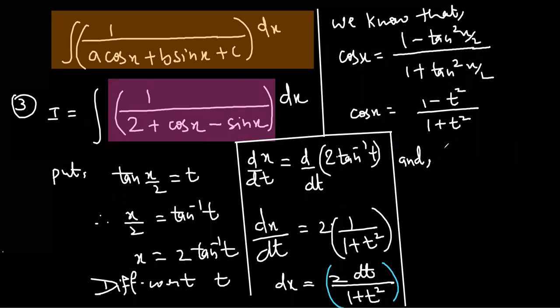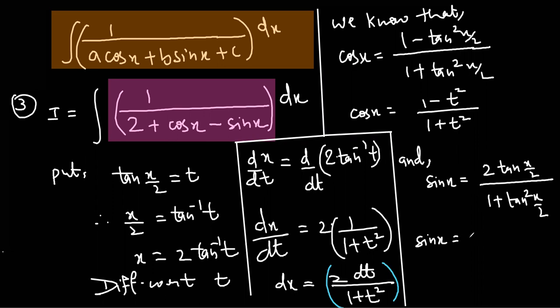Okay. And what is the sin x formula? Sin x is 2 tan x by 2 upon 1 plus tan square x by 2. I will substitute tan x by 2 as t. So we will get 2t upon 1 plus t square. Okay, so see, students, what we got.